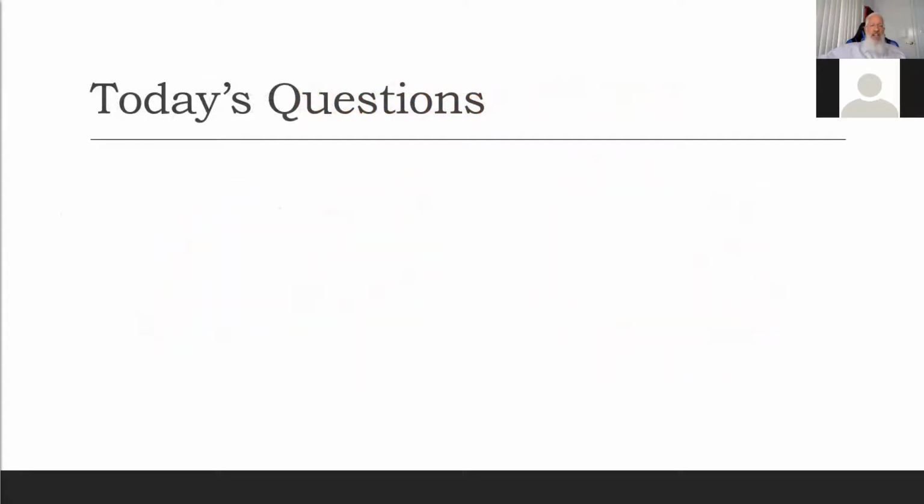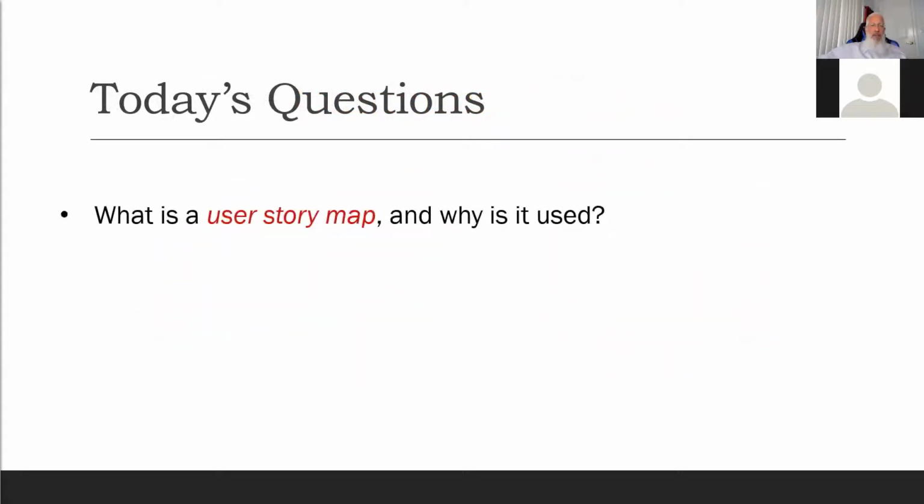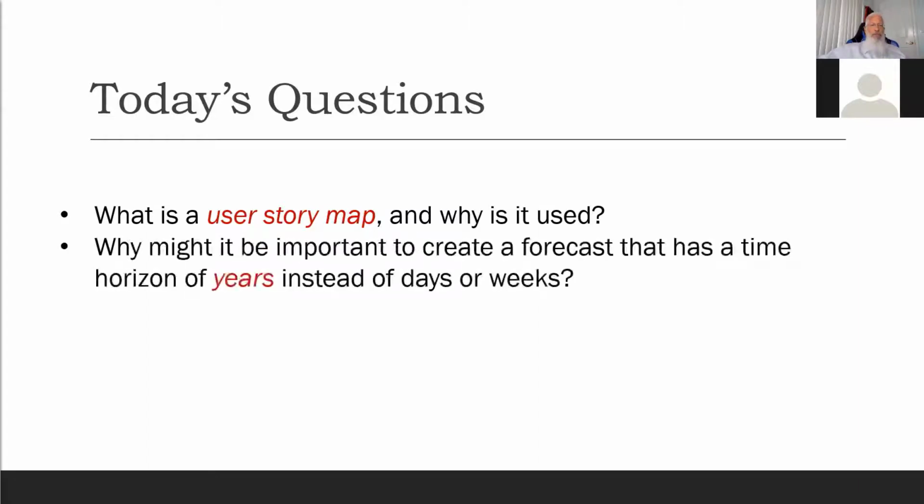Now, here's today's questions. What is a user story map and why is it used? I'm not going to spend much time on user story maps. I'm just going to introduce what they are. If you are not familiar with user story mapping, it's simply a Google search for you. There's tons of information out there, and I'll point you to the book on user story mapping that I used some years ago. I'll answer the question why it might be important to create a forecast that has a time horizon of years instead of days or weeks.